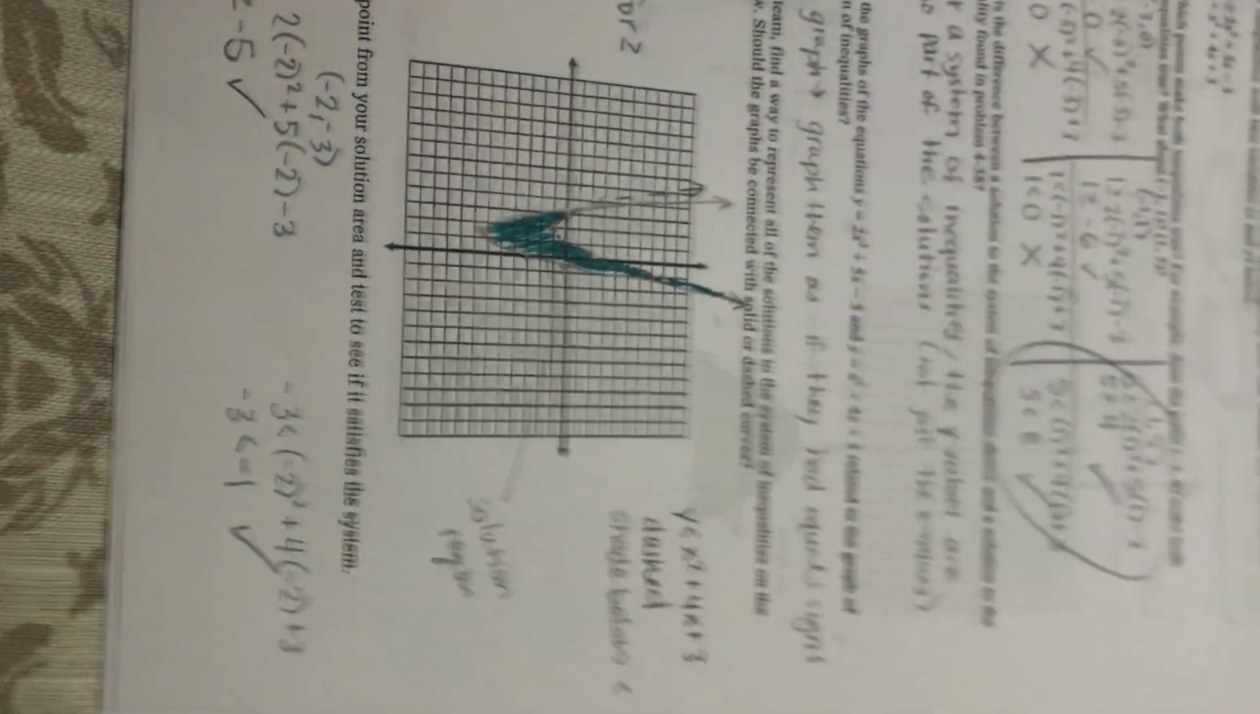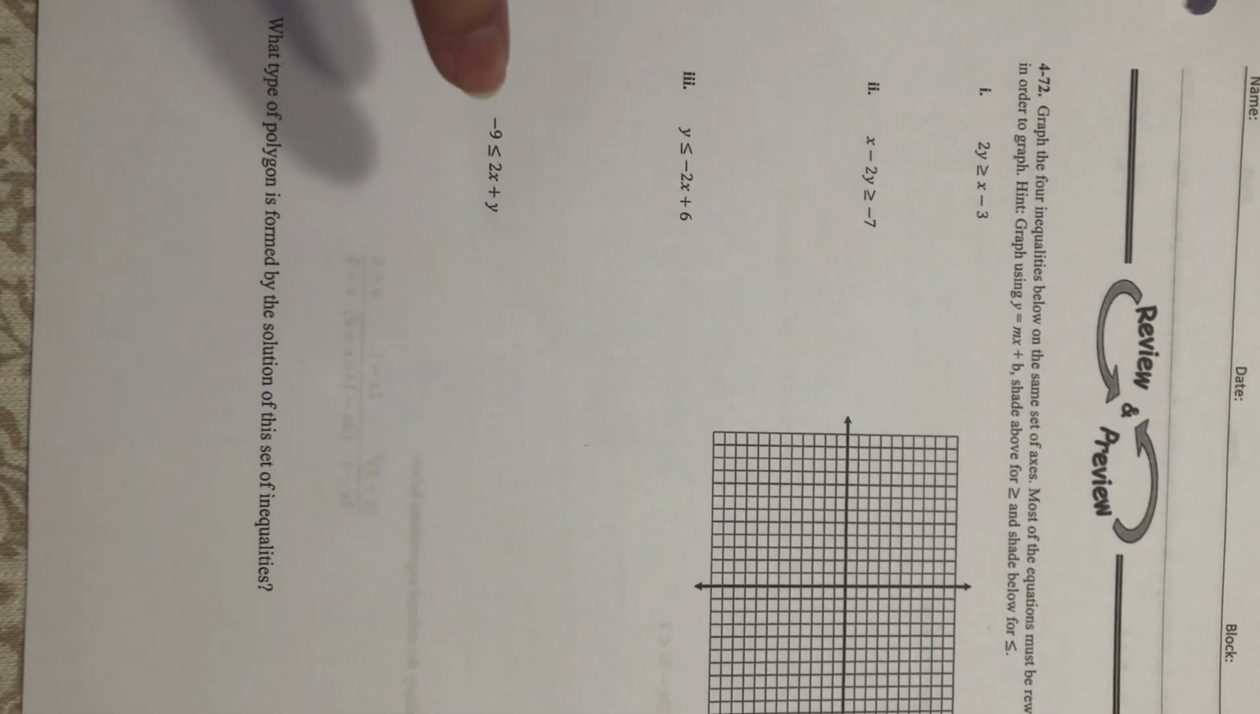Your assignment right now is to just do 4-72 in the review preview on your own. If you need any help, please post questions on Google Classroom, or you can even comment on the video down below. But you just have 4 of these to graph, and hint, hint, they're not going to be parabolas. I hope you know the reason why.